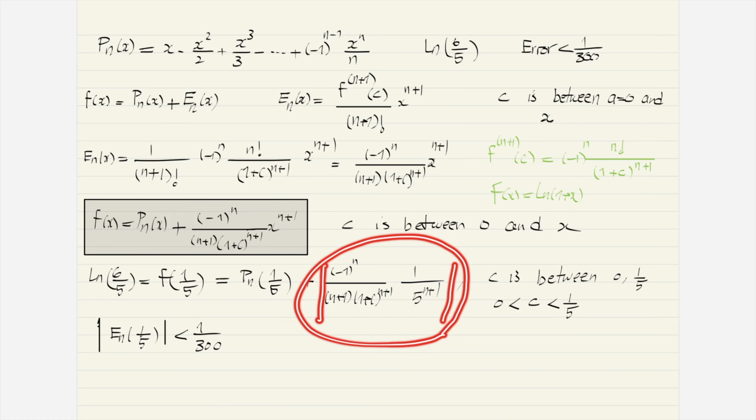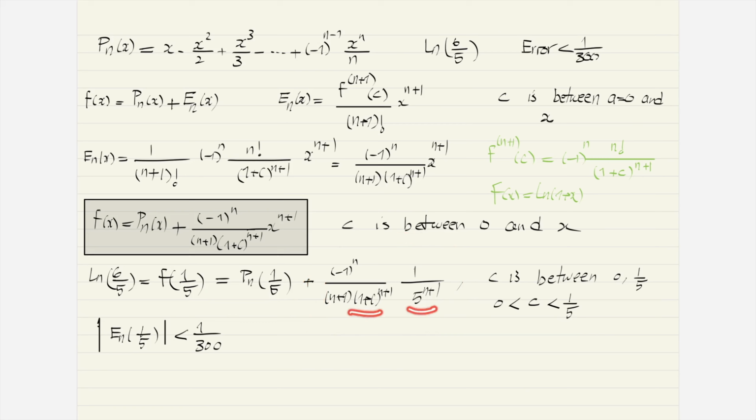Okay. But this absolute value is not that much needed because this is positive, this is positive, this is positive. And this is either 1 or minus 1, so absolute value turns it to 1. So this means that this happens if and only if 1 over n plus 1, 5 to power n plus 1 times 1 plus c to power n plus 1 becomes less than 1 over 300. Okay.